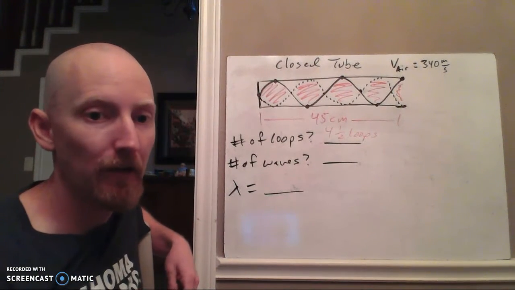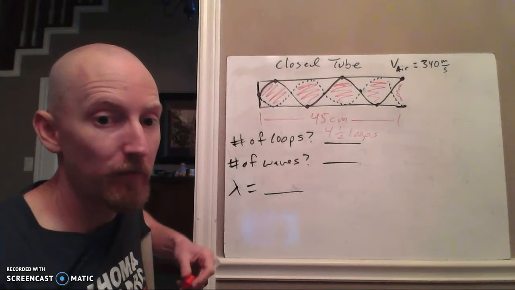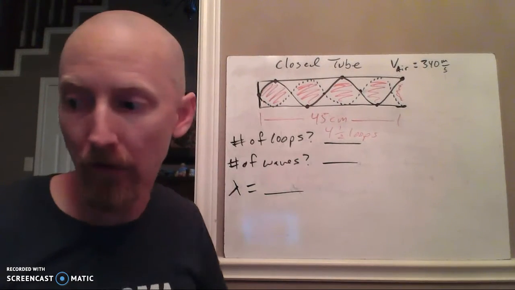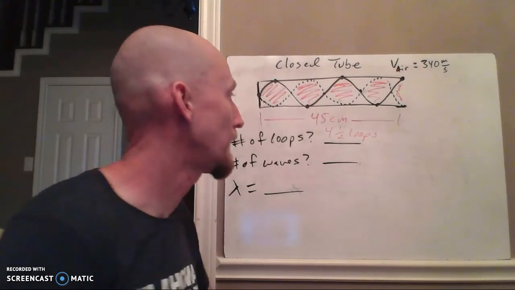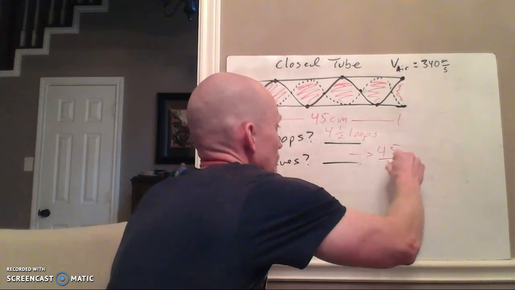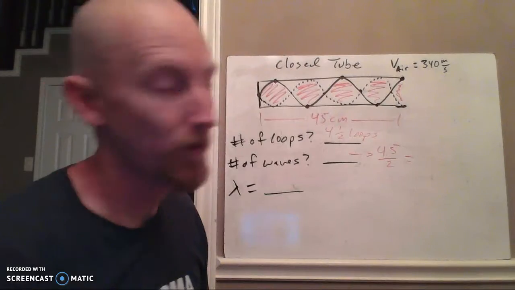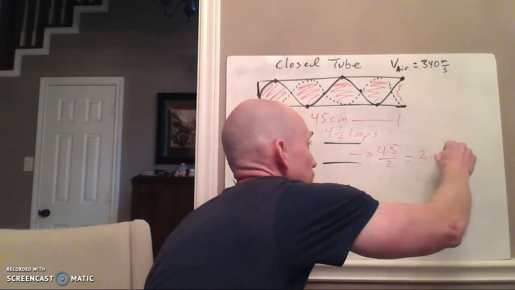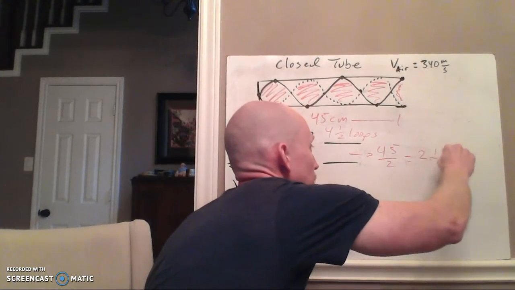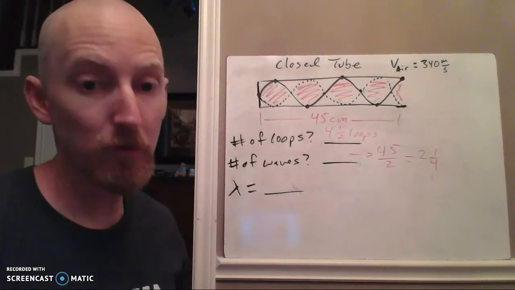Pretty easy. Now, how many waves would that be? Well, a wave is every 2, right? So if you take 4.5 and divide by 2, what do you get? You get 2 1/4.